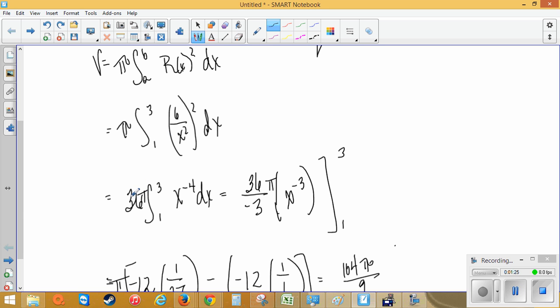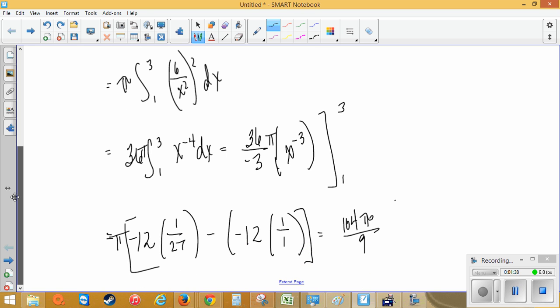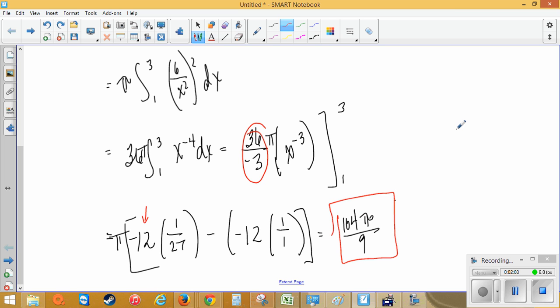Well, the pi was already out there. Bring the 36 out. This x to the 4th I'm going to bring up, so I got x to the negative 4. Integrate that, so I'm going to wind up with a 36 pi over a negative 3. Of course, x to the negative 3, from 1 to 3. This lovely piece right here turns into a negative 12. Plug in the 3, I get 1 over 27, minus the negative 12, and then when you plug in the 1, you wind up with just a 1. So you wind up with this negative 12 over 27 plus a 12 times pi. Once you crunch that lovely number in your calculator, you get this, 104 pi over 9.